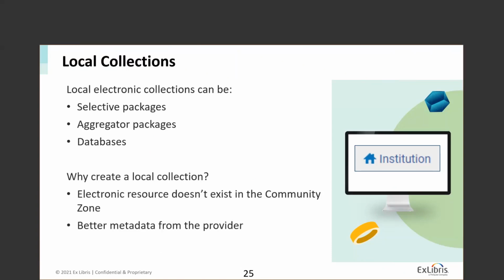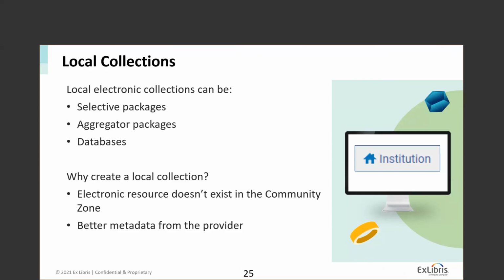Why would you do this? Well, the obvious one that I just mentioned, if the resource doesn't exist in the community zone and you have access to the bibliographic data from some other source, from the vendor or from a government agency or from your own cataloging staff, whatever you have, it's not in the community zone, you can build it here as a local collection.